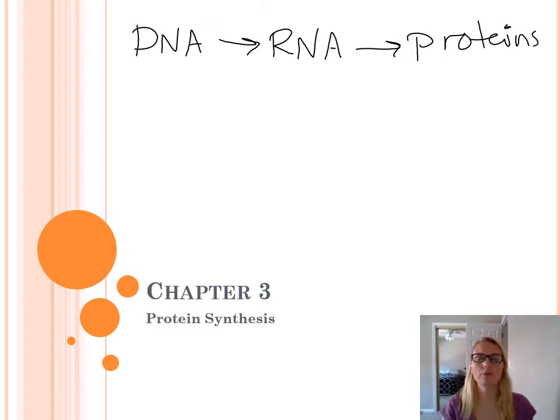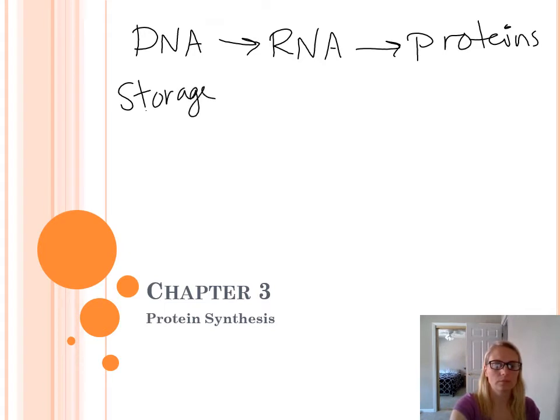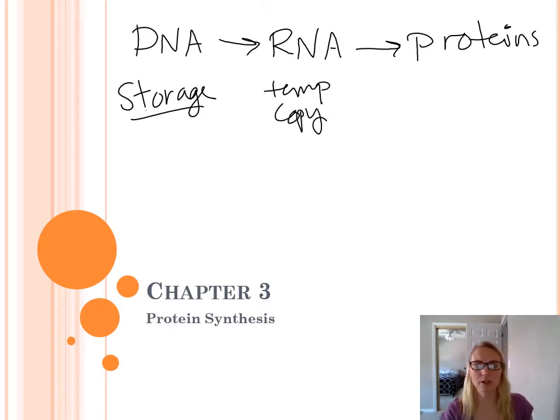So this is what we call the flow of genetic information. So DNA is the storage of the information. Okay, so it's going to store the information. The RNA is a temporary copy of that information, and the protein is the product. This is the genes expressed. So let's take an example.